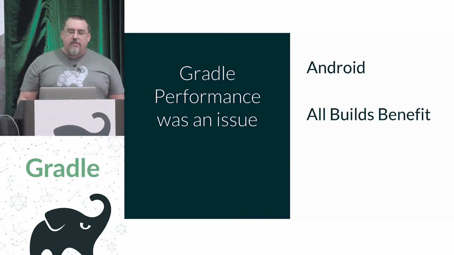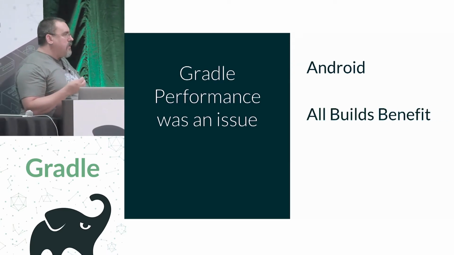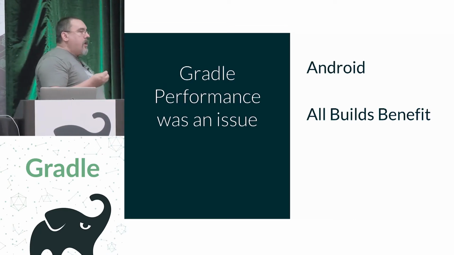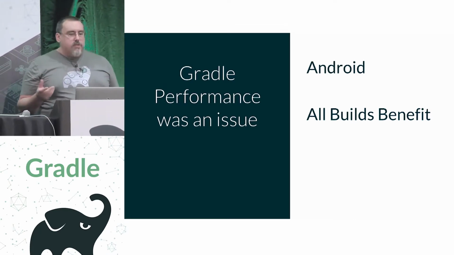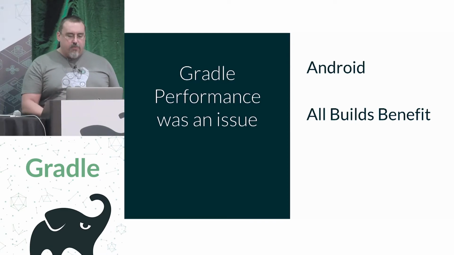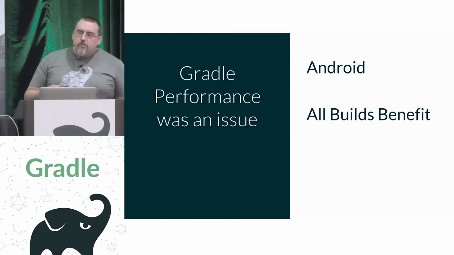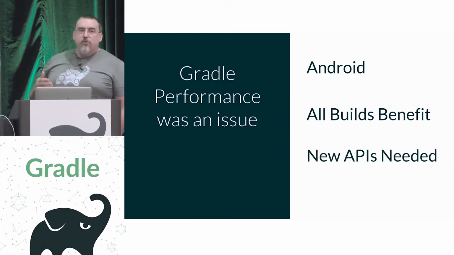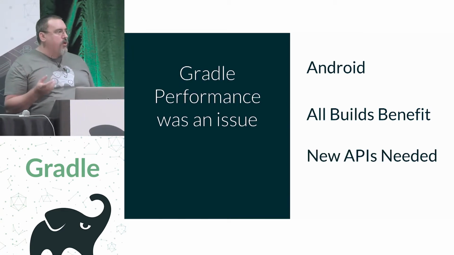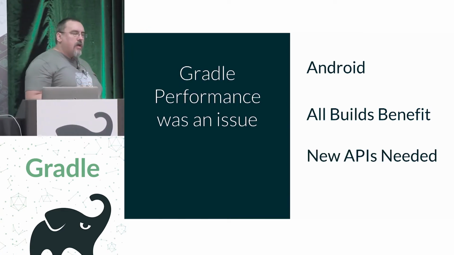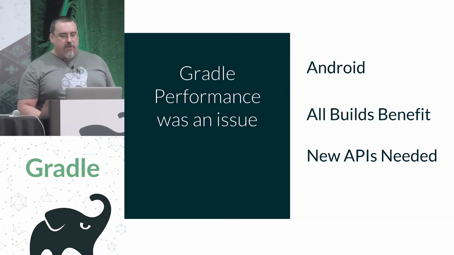And what we also realized is that a lot of the things that the Android plugin needed are things that would benefit any build, and not just Android builds. And looking into this, we recognized that there were some new APIs that were needed. And so the Worker API is one of those APIs that we identified.